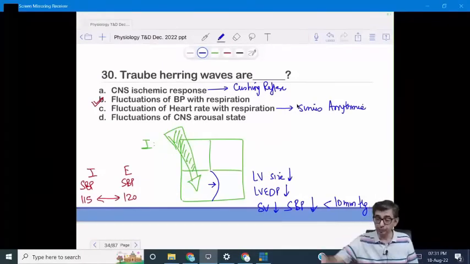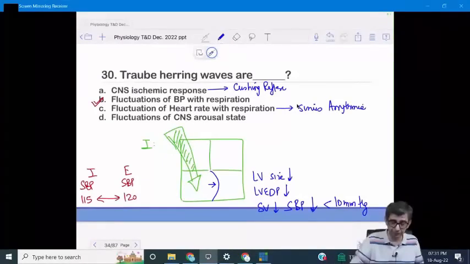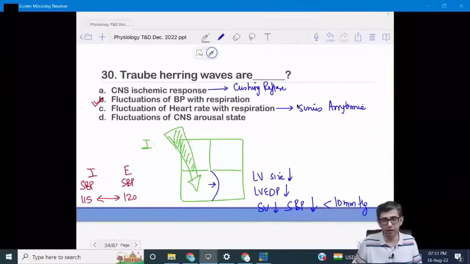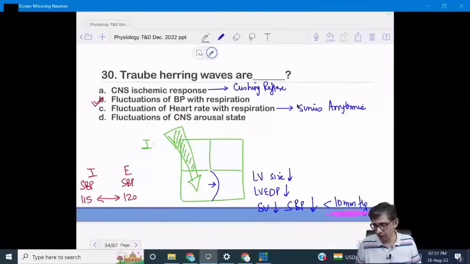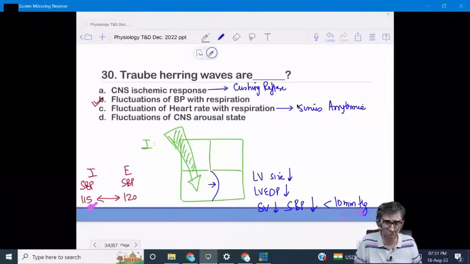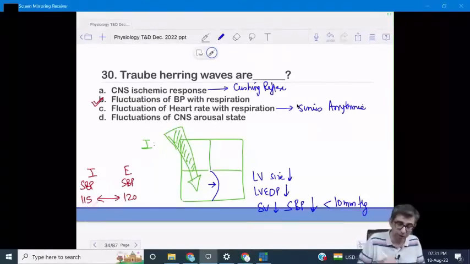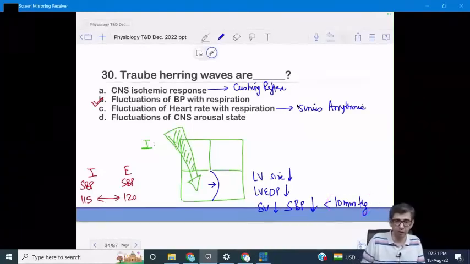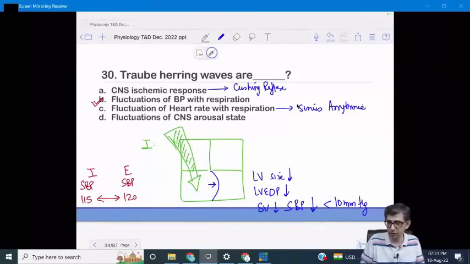But this change of blood pressure on inspiration and expiration is due to this septal deviation, more blood coming in, septal deviation, less size of the left ventricle. Smaller left ventricle means less comes in, less goes out, and this causes BP to fall to an upper limit of 10. That is why I wrote the value 115 here; I could have written 110 or 105 too. I wrote 115 only because the usual fall is less than 10. This physiology is what is called as Traube-Hering waves. Answer to 30 is option number B.